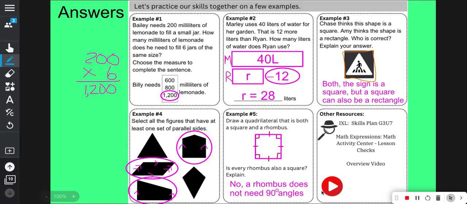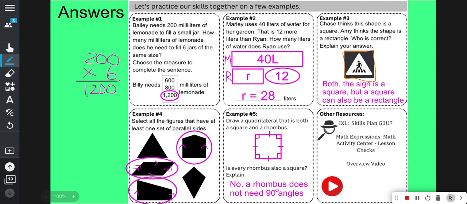The next one down here, select all figures that have at least one set of parallel sides. So we're going to go and find any sides that will never cross or touch. So our pentagon up here, our parallelogram, and our trapezoid are all shapes that have parallel lines. If I were to extend the kite, they would eventually run into each other. And the triangle already has them all touching.